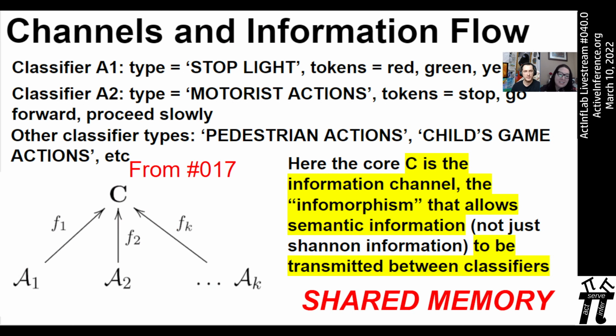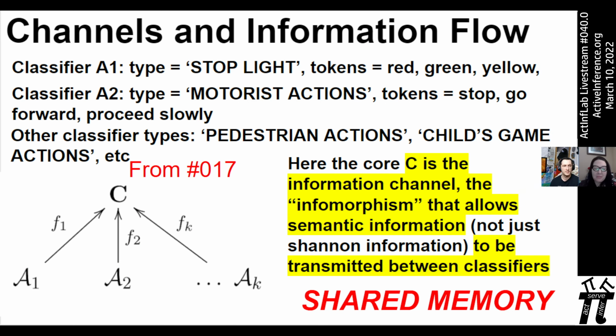Yes. So they take it to a diagrammatic level where at the center it almost looks like a pyramid. So there's a C, and this core C is the information channel. This is the infomorphism that allows semantic information. And I thought it was very cool that it's very different from Shannon information. It's not just bits. It's like the meaning behind the bits.